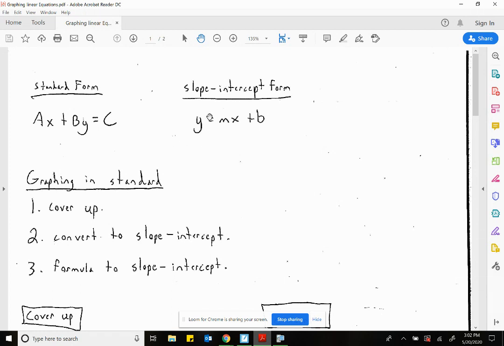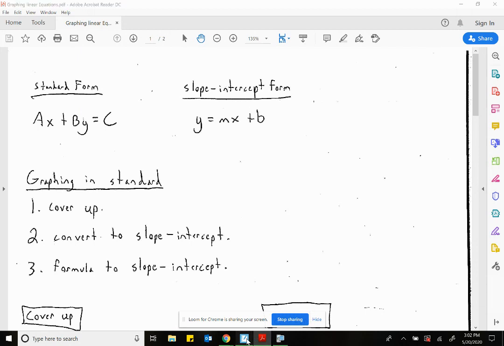So another big thing is whenever you have y equals, that's slope-intercept. Whenever you have y equals, that's slope-intercept. But again, when you're looking at the equation, if x and y are on opposite sides, slope-intercept. If x and y are on the same side, standard form. So let's get to what they want you to do.